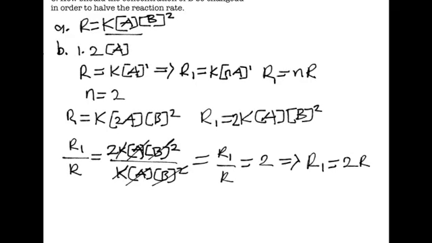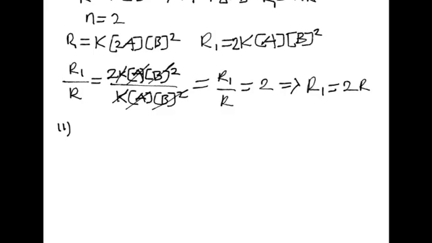So how do we conclude this? We can now say that when we double the concentration of A, our rate of reaction is going to double. That is going to be 2 times R, 2 times the initial rate of the reaction. Okay, now let's look at part II.